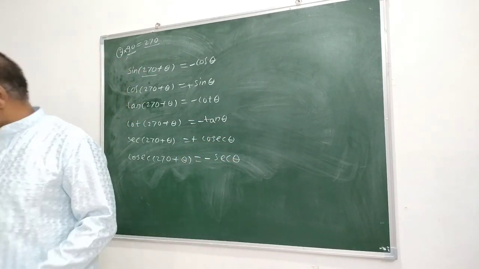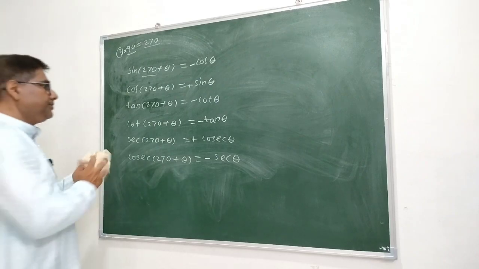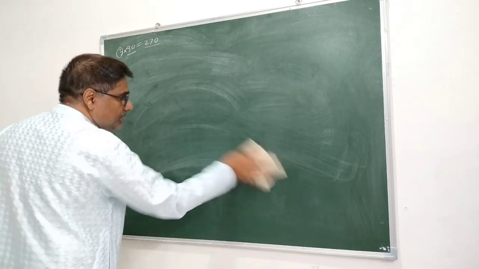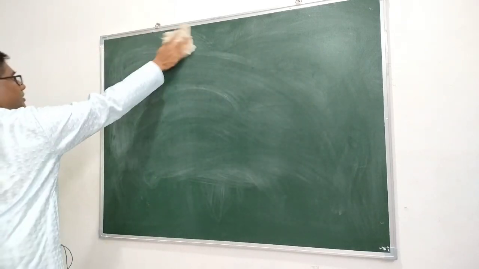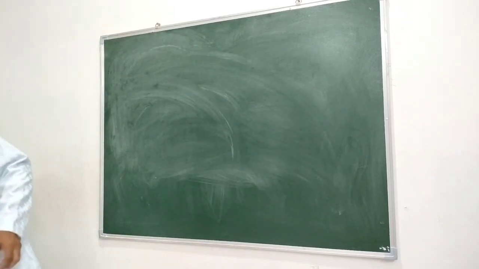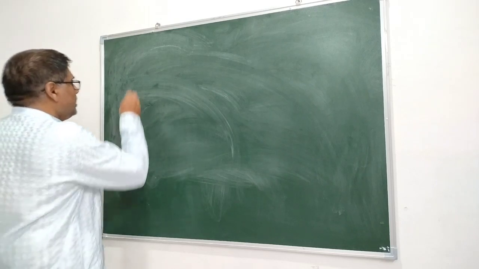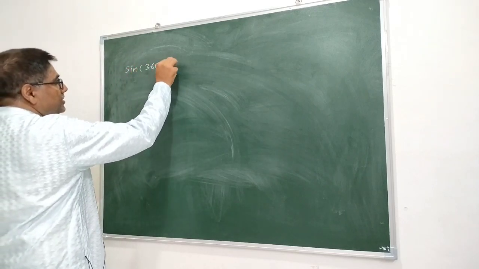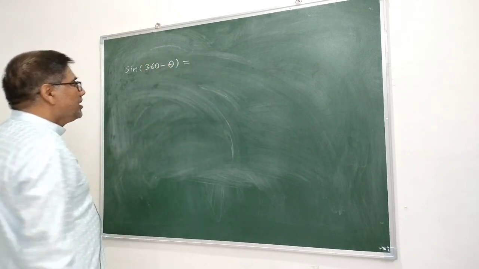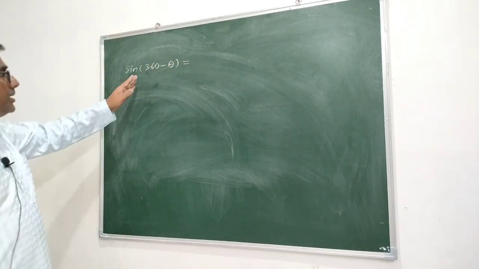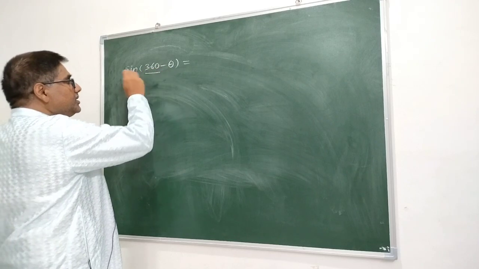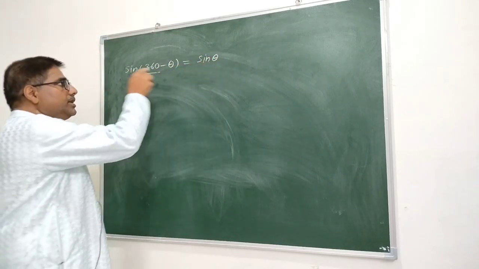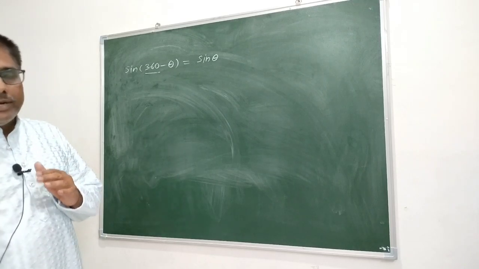Now let's talk about 360. 360 minus something or 360 plus something. Suppose we have sine of 360 minus theta. What are we supposed to write? Here we need not change the ratio. Sine will remain sine only, because 360 is an even multiple of 90.